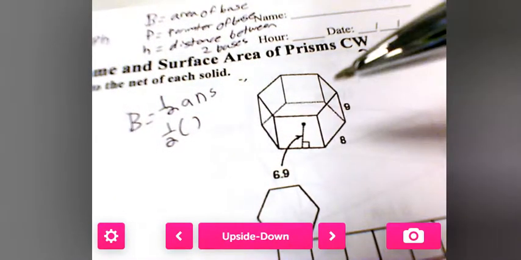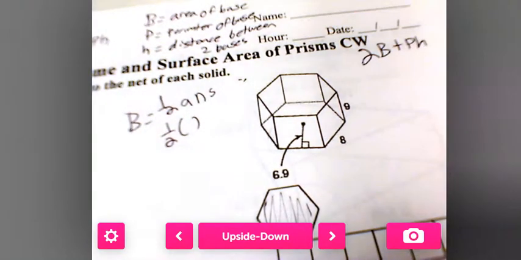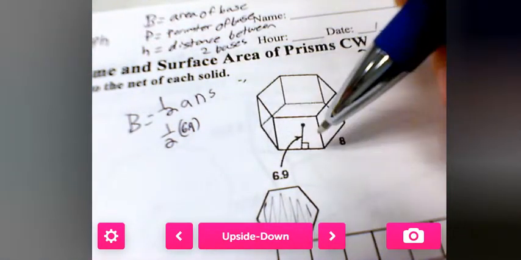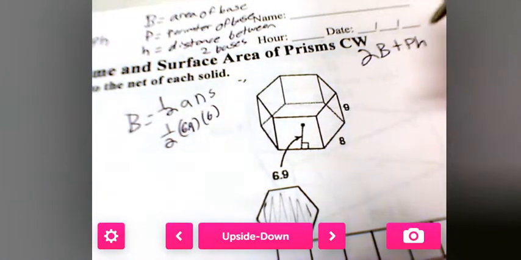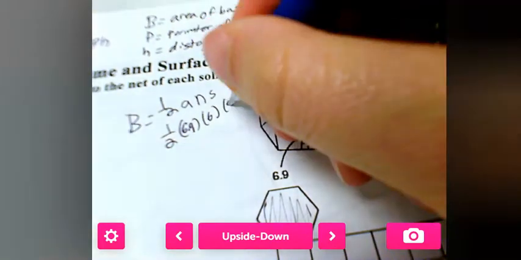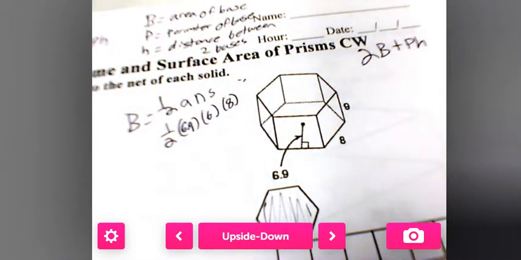Okay, what's the apothem for this one? Am I going too fast? I'm sorry. So I'm finding the area of this base. Okay, so I'm using yesterday's formula. So the apothem is 6.9. How many sides does this base have? And what is the length of one side? Okay, so we're going to plug this into our calculator, and we're going to get the area of the base is 165.6.